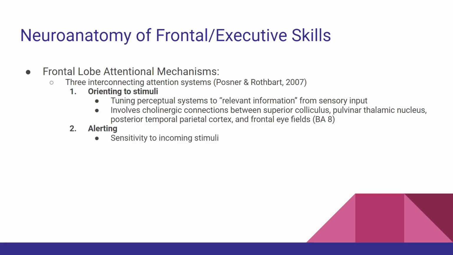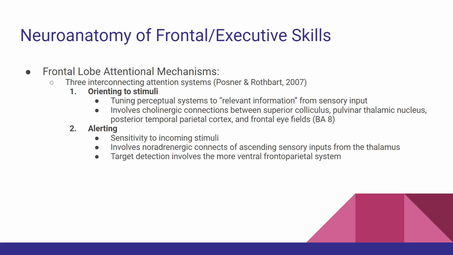The next attentional process or system is alerting. So this is our sensitivity to incoming stimuli. It would help you pick out hearing your name in that crowd versus hearing the name of someone else, because you would be more attuned and alert towards having your name called. And this system involves what's called noradrenergic connections, or neuronal connections that predominantly utilize norepinephrine as a neurotransmitter along the ascending sensory inputs for the thalamus. That said, target detection involves a lot more of the ventral frontal parietal systems.